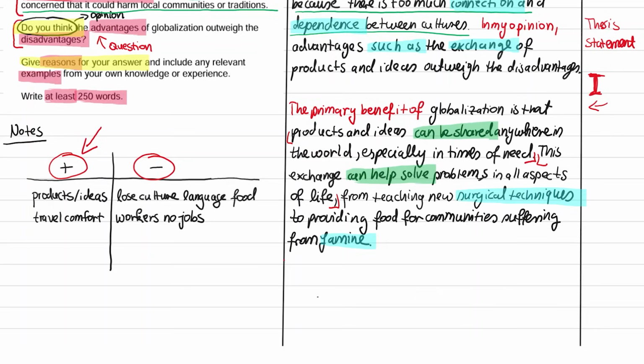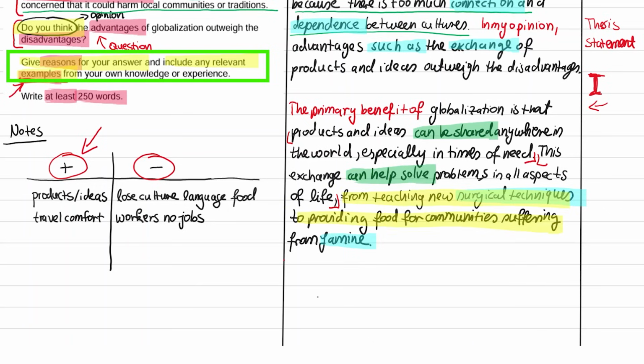However, if you stop here and go on to your next point, you will probably not get an IELTS band score over 5. Why? Because there is no example. Have a look at the prompt. It says, give reasons for your answer and include any relevant examples from your own knowledge or experience. That means that you must give examples. If you don't, you have not completed the task. In other words, don't just give general claims. Therefore, I continue that sentence with more specific information, from teaching new surgical techniques to providing food for communities suffering from famine.